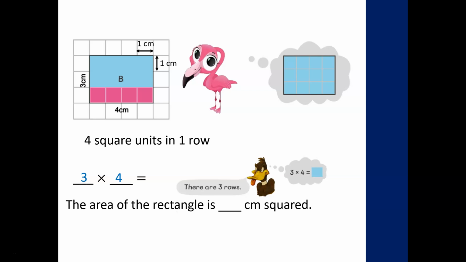We can imagine the rows of squares inside the rectangle if we wanted to, just like Flora is. 3 times 4 is equal to 12. Of course, because we're dealing with area, it needs to be centimetres squared. The area is equal to 12 centimetres squared and we record this with our little 2 to the right and just above the unit of measure.